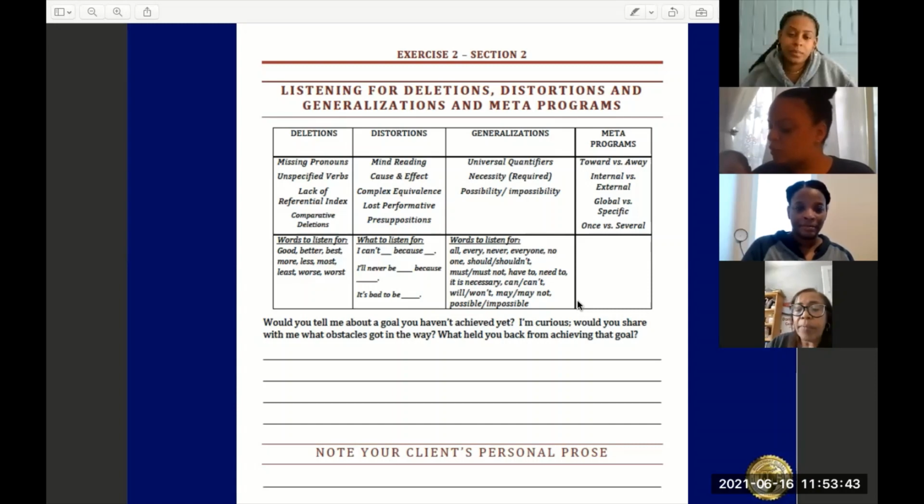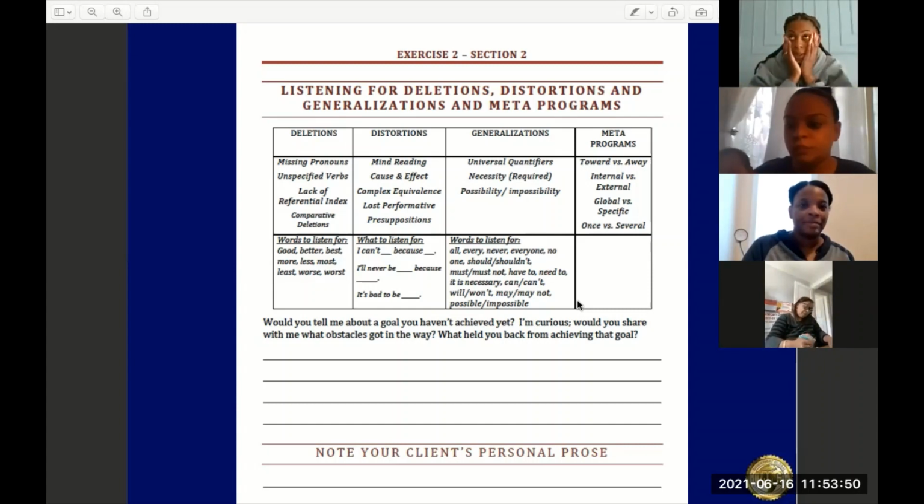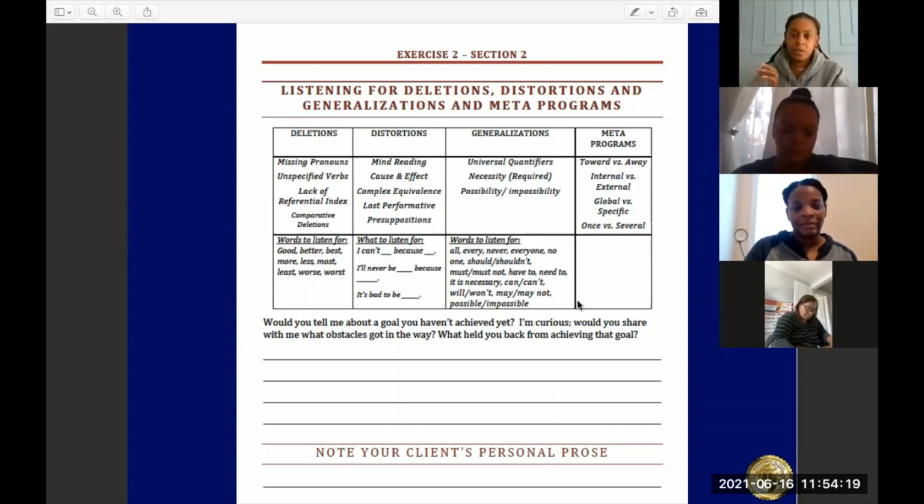Anyone else notice anything, any other meta programs in Natasha? I noticed the towards versus away. A lot of the language Natasha was using at first was moving away from the thought of moving, listing the reasons why it is overwhelming. And I think in your follow-up questions, you were trying to move her towards the thought, idea, and actions of moving.